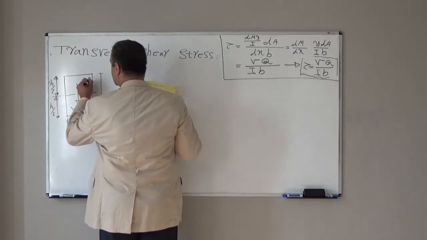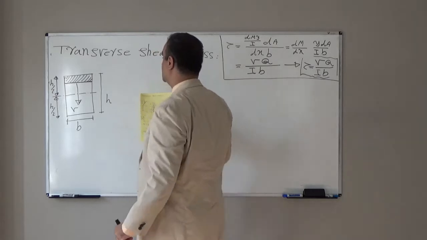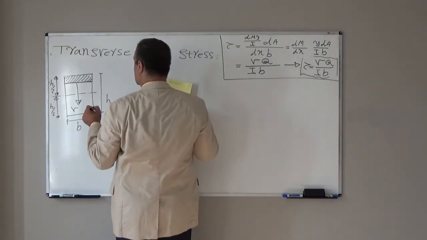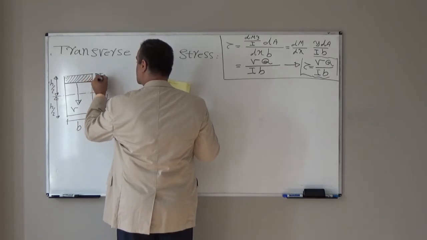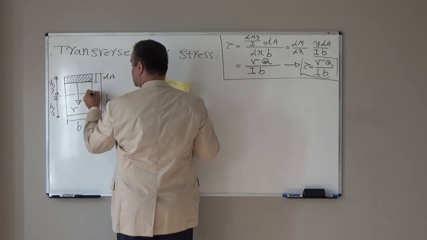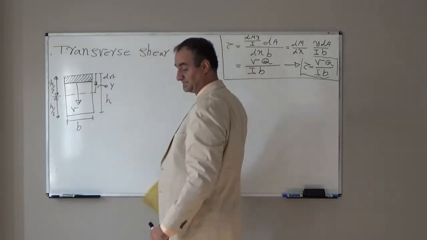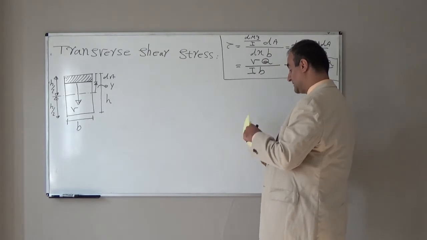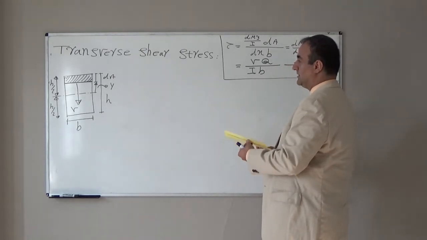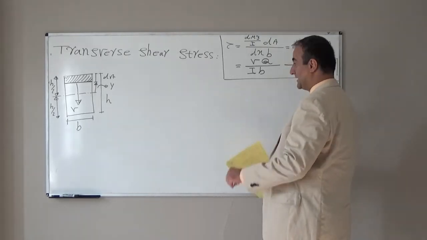I take one small part of this cross section. I show that, for example, with dA. The distance from the neutral axis, I show, is y. Let's look at what the shear stress distribution is over there.